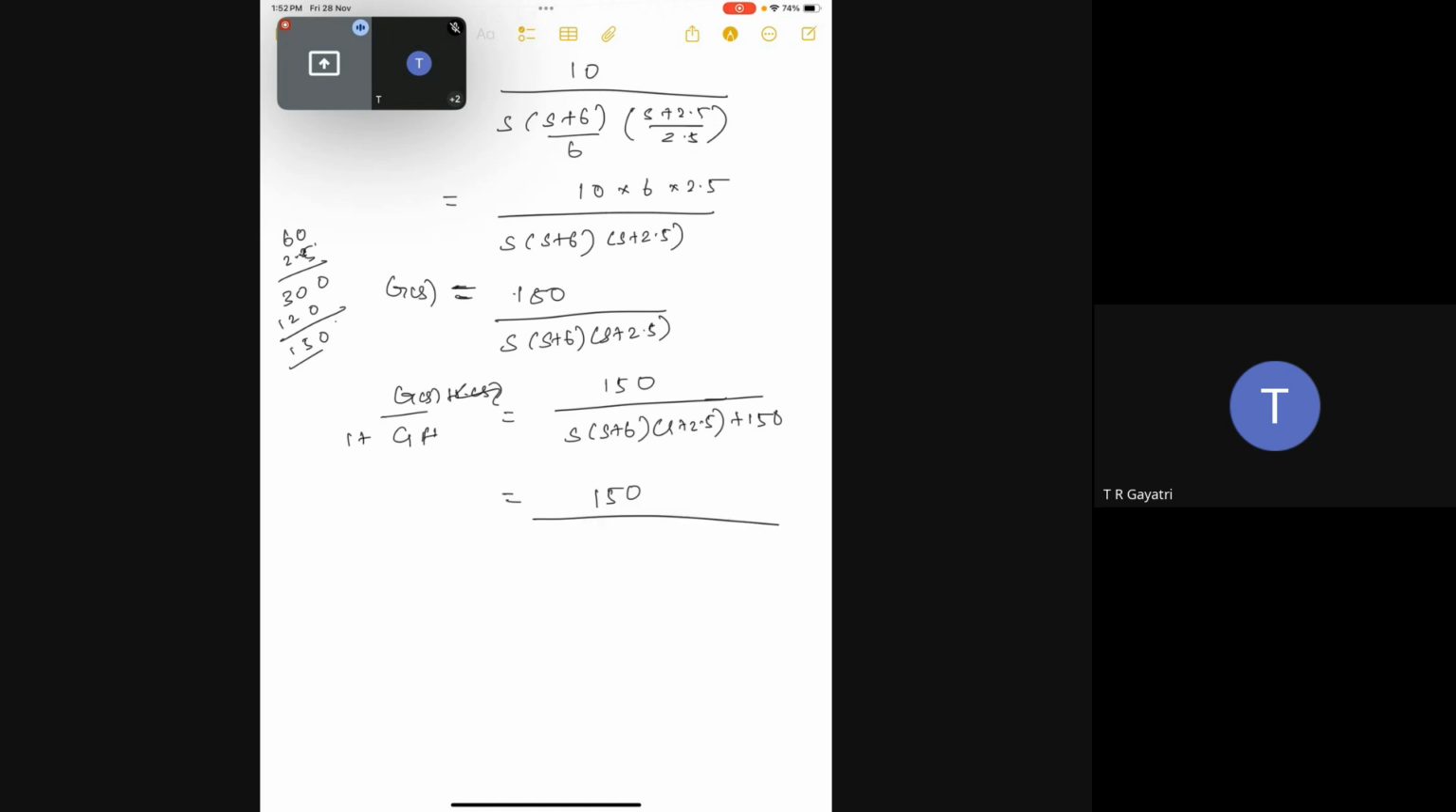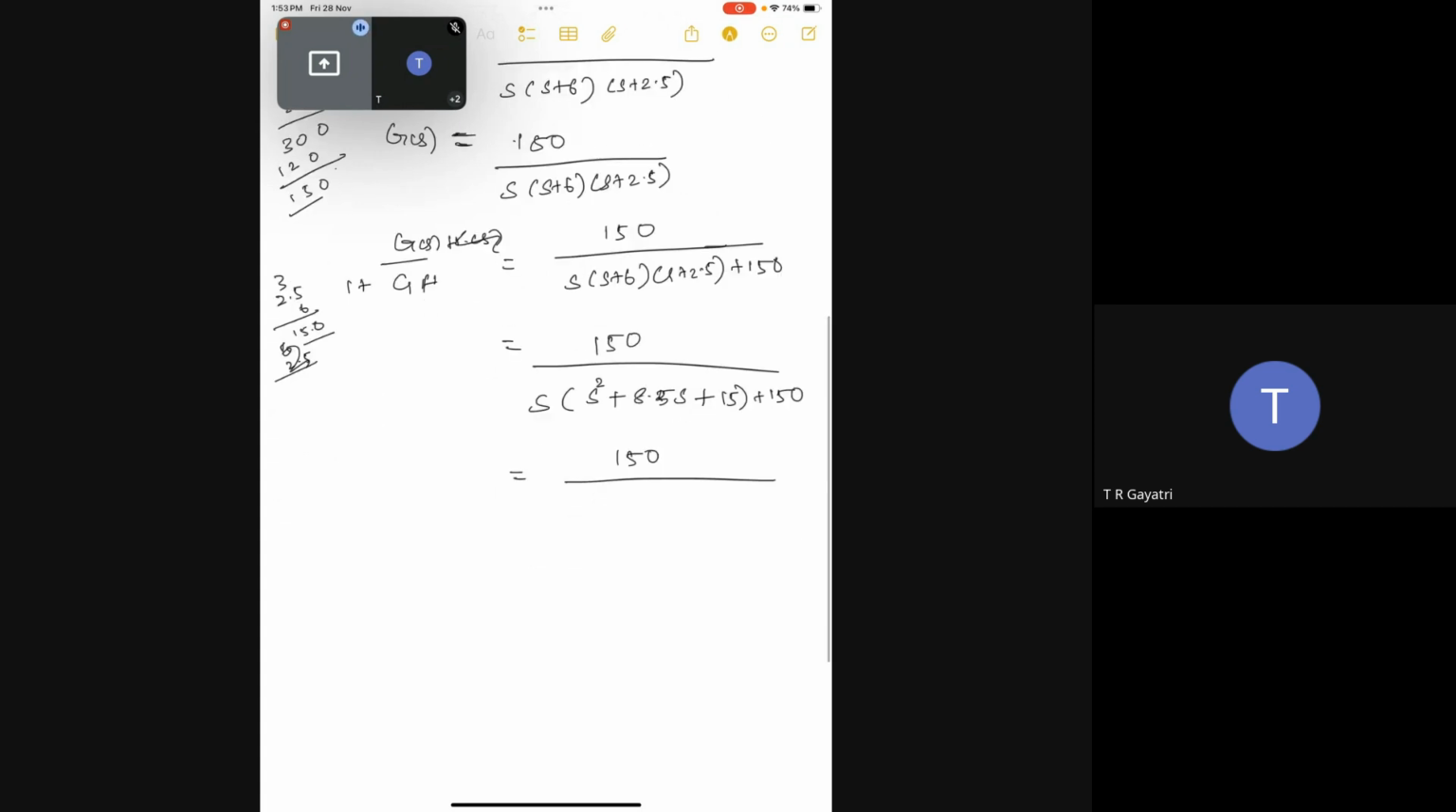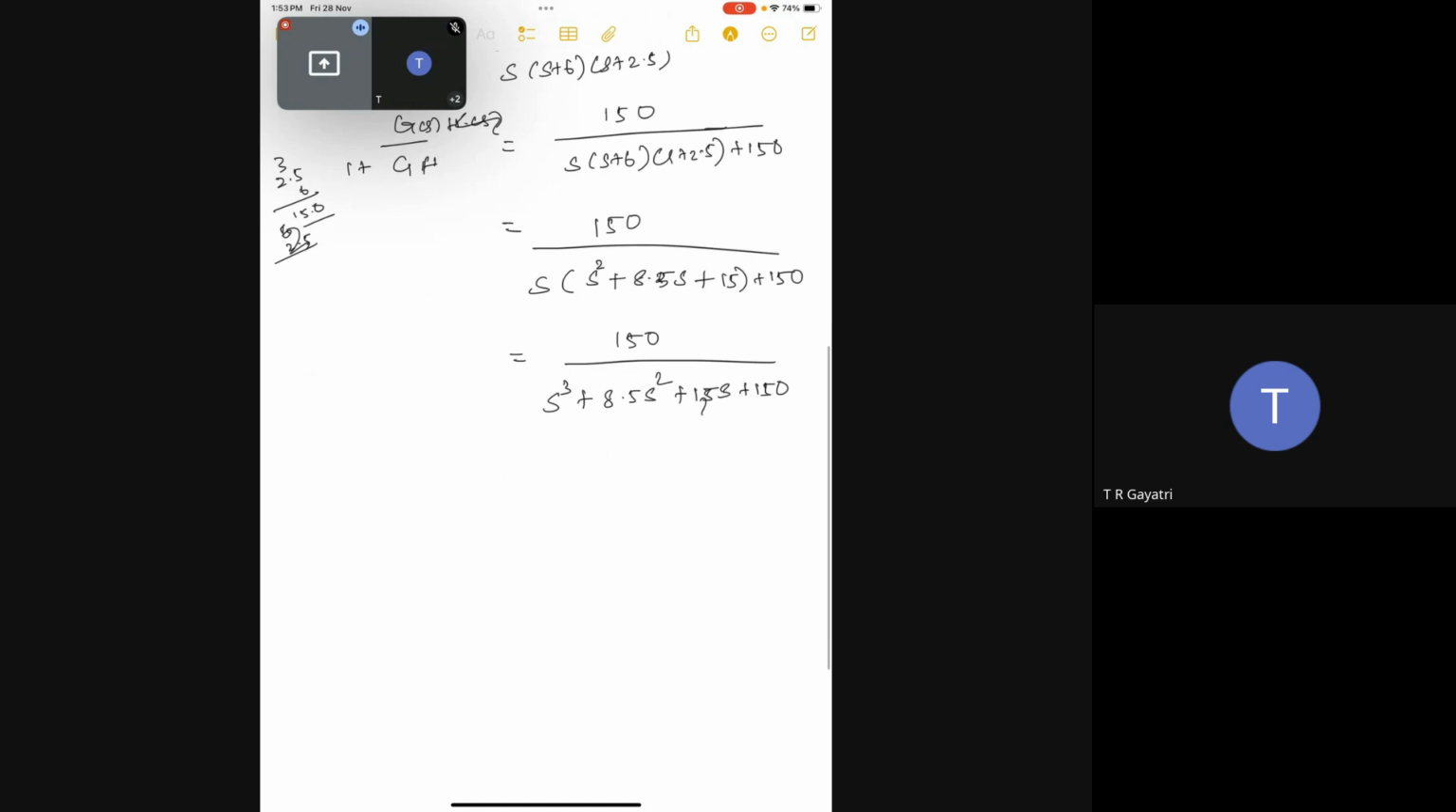So overall transfer function is s squared plus 8.5 s plus 15, and then plus 150. So it is 150 divided by s cube plus 8.5 s squared plus 15s plus 150. If you have some other characteristic equation, if you are getting, let me know.